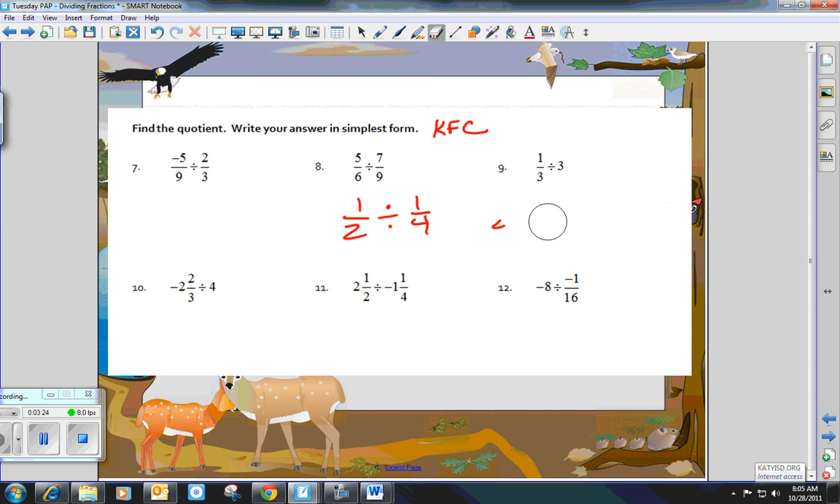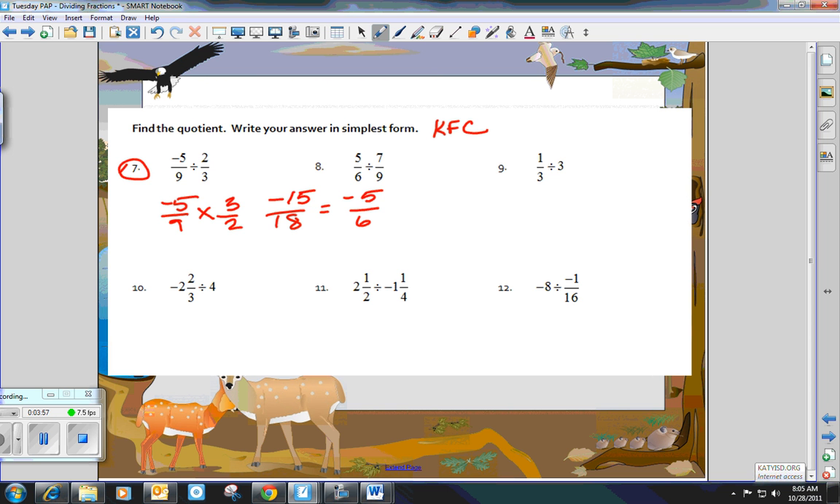All right. So on number 7, we're going to keep -5/9. We're going to flip 2/3 to 3/2. You leave it improper. Don't change it to a mixed number. We can't multiply or divide with mixed numbers. They have to be either proper or improper fractions. And then we multiply, getting -15/18. And that simplifies to -5/6. Okay, that's for number 7, -5/6. I want you to go ahead and do number 8 on your own, and also number 9.